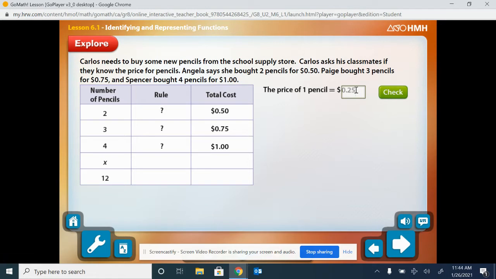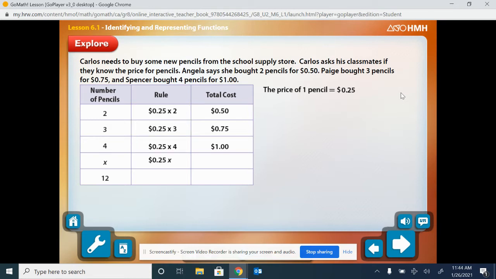So now we write it. Let me see, is it already written? Yep, so now you just got to check. The price of the pencils increases by 25 cents, so the price of 1 pencil is 25 cents. Now try to identify a rule you can use for X pencils. You know that 1 pencil's price is 25 cents. Therefore, the price of any number X of pencils is a multiple of 25 cents.